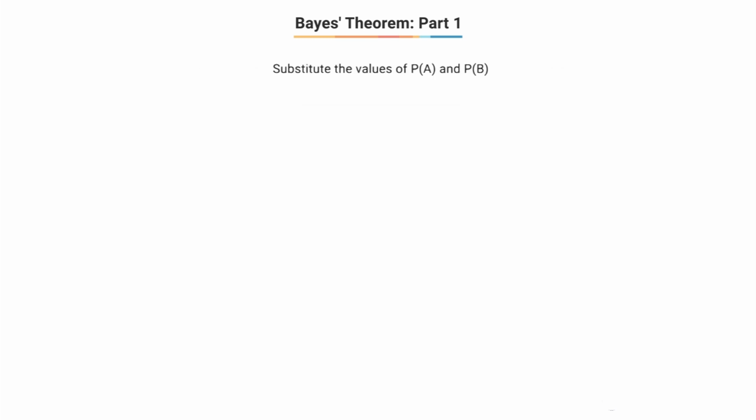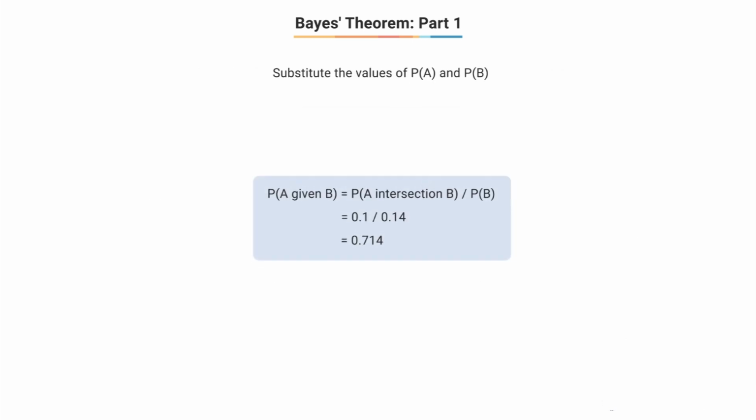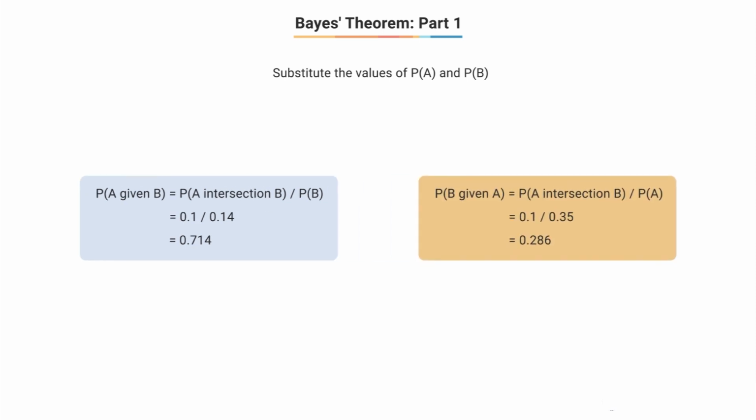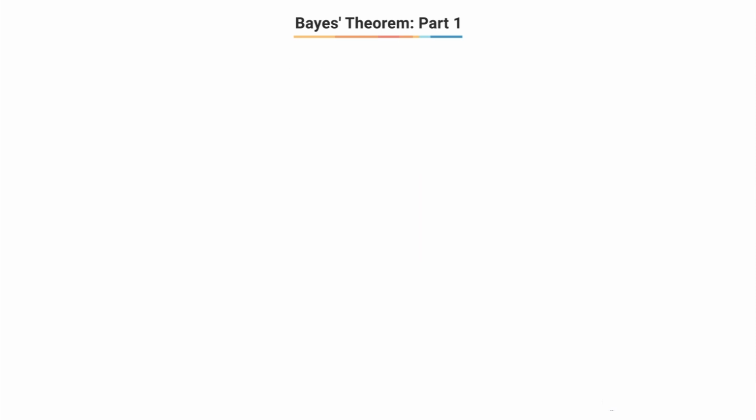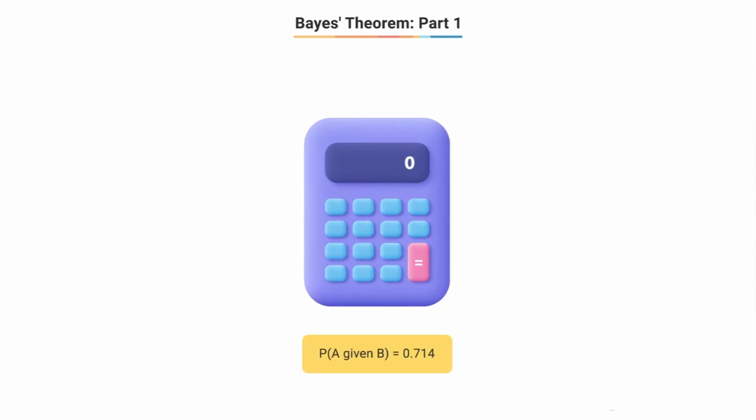So putting in the values, we get probability of A given B equal to probability of A intersection B divided by probability of B, which is equal to 0.1 divided by 0.14, which is equal to 0.714. Now remember that before we calculated probability of B given A, and we got the probability as 0.286. And when we calculated probability of A given B, we got the probability as 0.714.